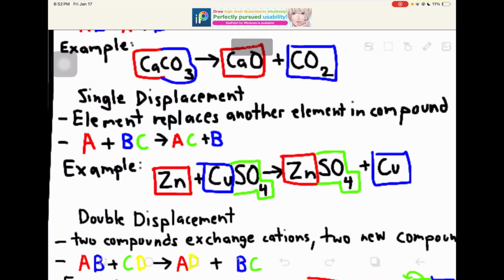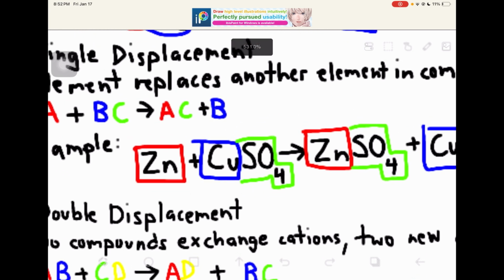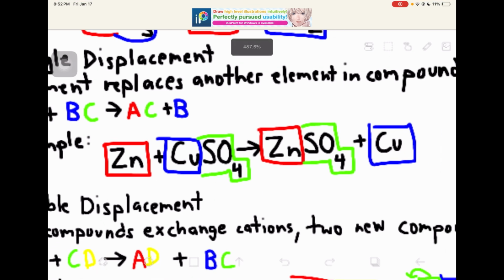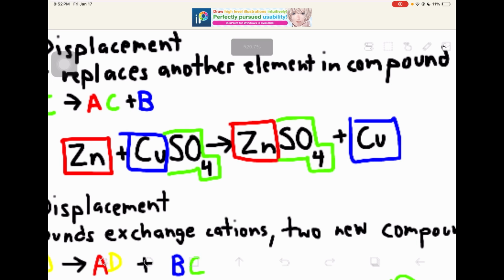Then we got the single displacement. It's where an element replaces another element in a compound. So here we have zinc, Zn, then we have copper's SO4. But then the copper and SO4 get separated. Then the Zn is now with the SO4 plus copper.